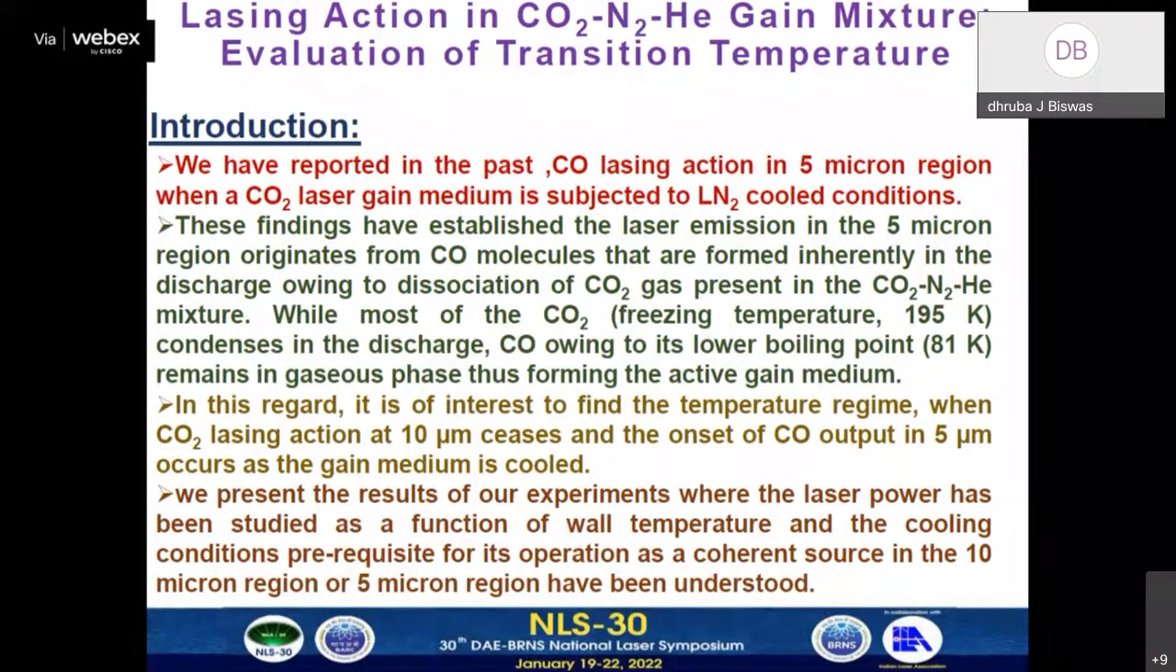So in this presentation, we are presenting the results of our experiments where the laser power has been studied as a function of wall temperature, and the cooling conditions prerequisite for its operation as a coherent source in the 10 micron region or 5 micron region have been understood. So next slide, please.